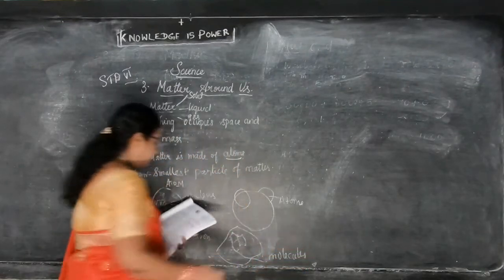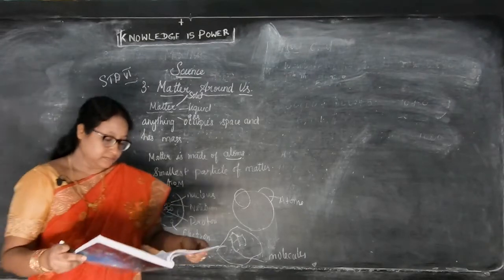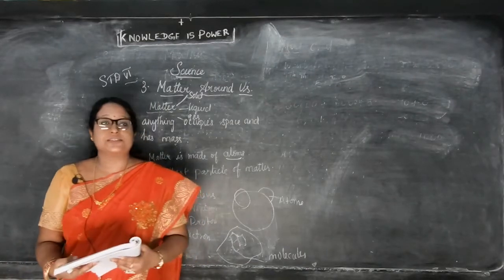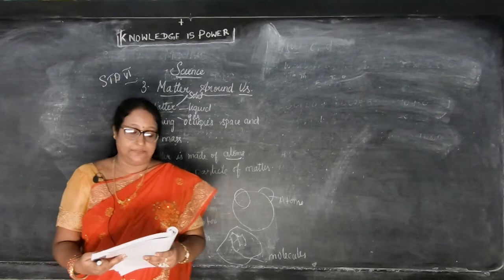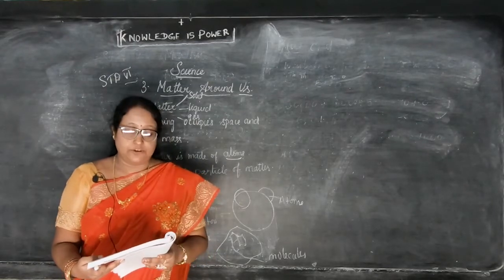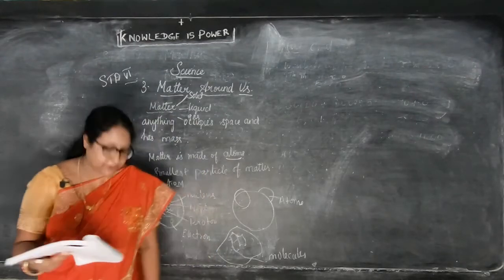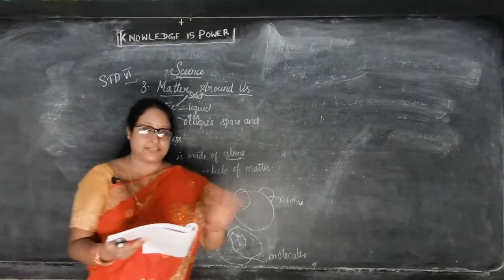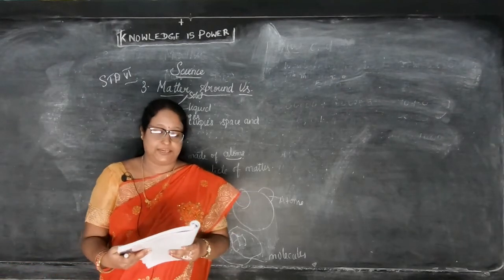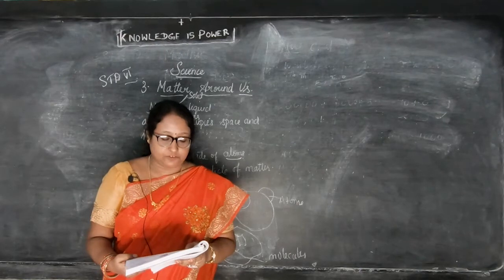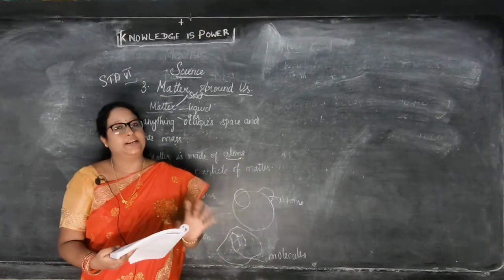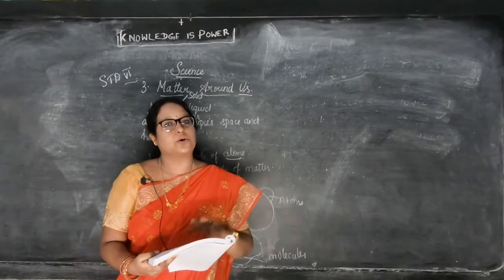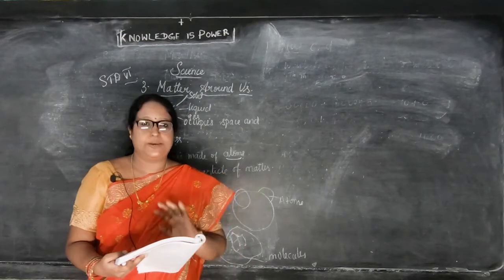Okay, children. Now we'll see the characteristics of the particles of matter. Particles of matter have a lot of space in between them. Space means the place. In different forms of matter, the space will be different. It will not be the same.